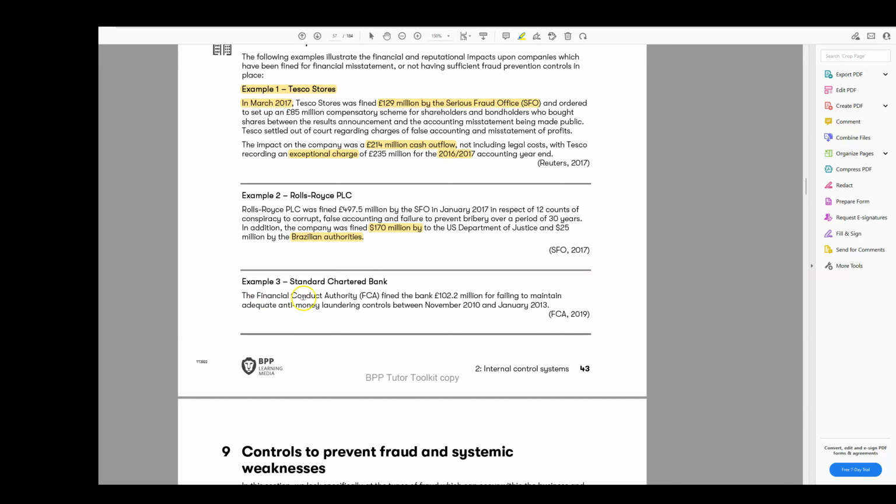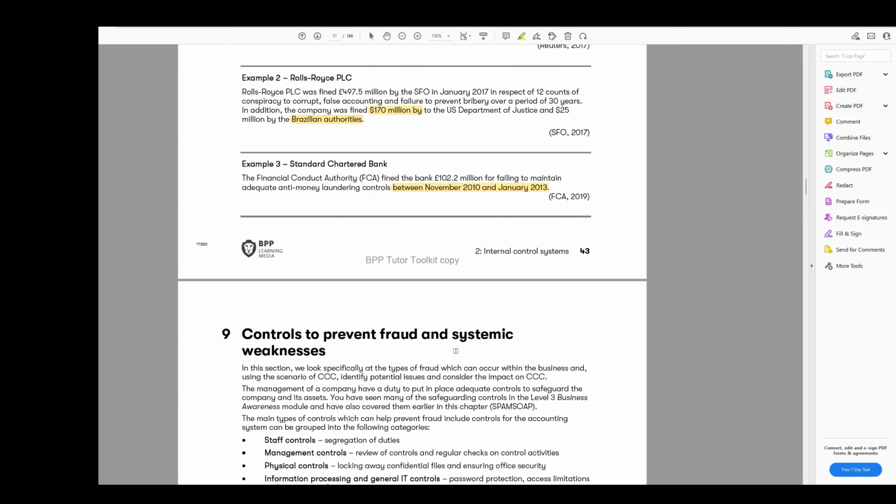Example 3 is Standard Chartered Bank. The Financial Conduct Authority FCA fined the bank 102 million for failing to maintain adequate anti-money laundering control between November 10 to January 13. So this sort of real example shows if there is a fraud, it is possible we can end up with a lot of penalties.